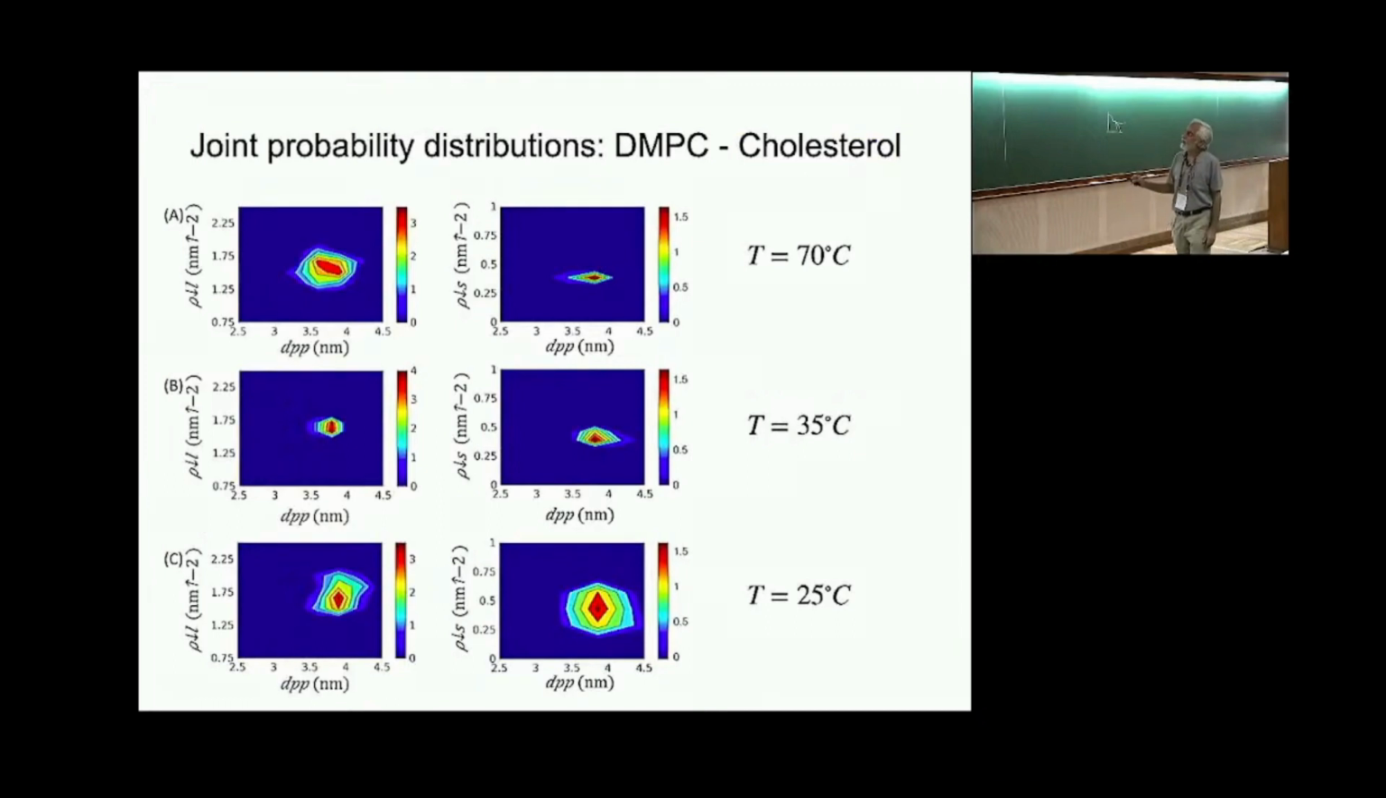So this is a joint probability distribution for DMPC cholesterol. In this case, we find that at all temperatures, there is one preferred value of the bilayer thickness, and corresponding to that, there is a preferred value of the lipid composition and the sterol concentration. Okay, so there is nothing surprising. So this is consistent with the fact that this system shows only one phase throughout this temperature range.